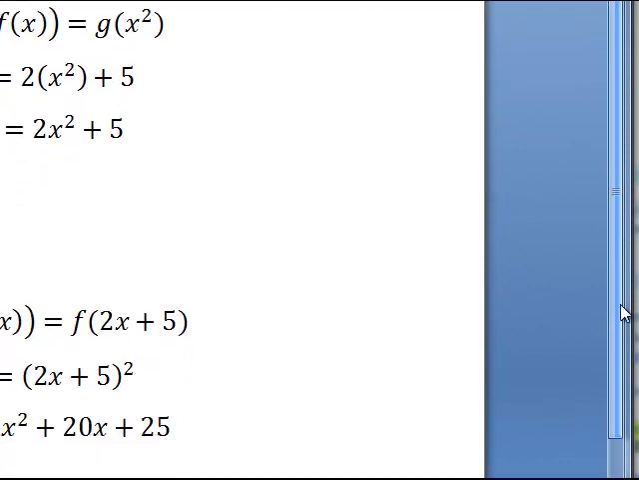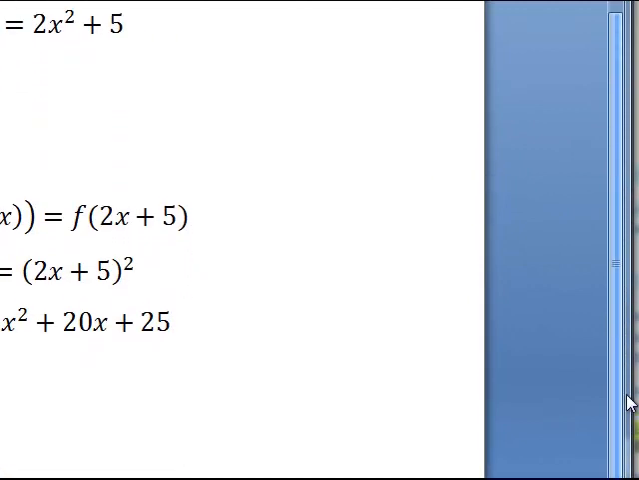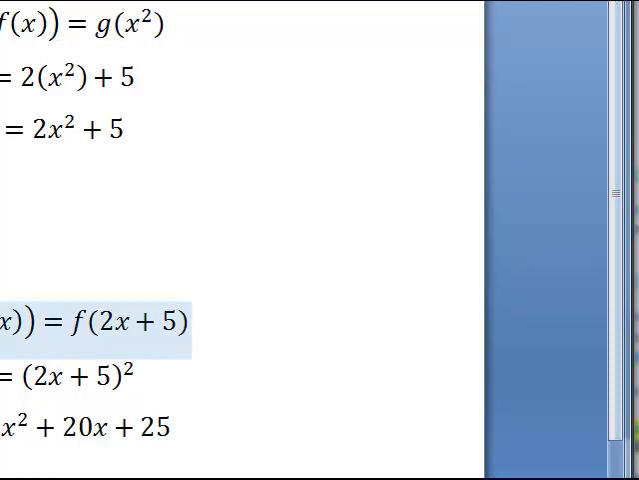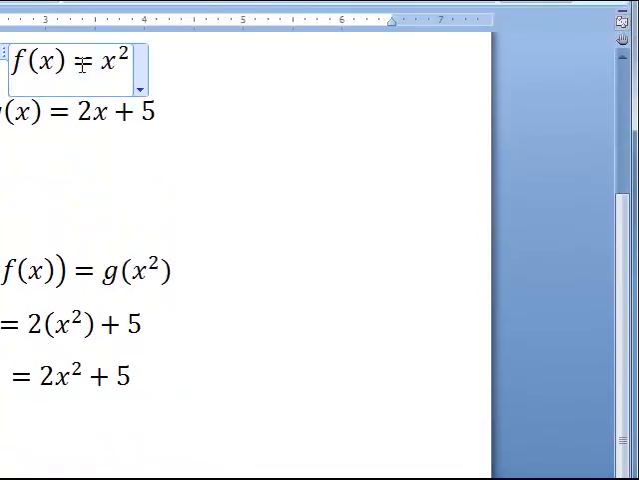Now, f of g of x is going kind of in the other direction. This is f of g of x. I'm going to start on the inside. I'm going to take my g of x and write it out. G of x is 2x plus 5. So this tells me for my f function, wherever I see x, I'm going to replace it with 2x plus 5. So f of x was equal to x squared, according to our original function. So f of 2x plus 5 is 2x plus 5 squared, and you can FOIL this out or use your formula to get 4x squared plus 20x plus 25.